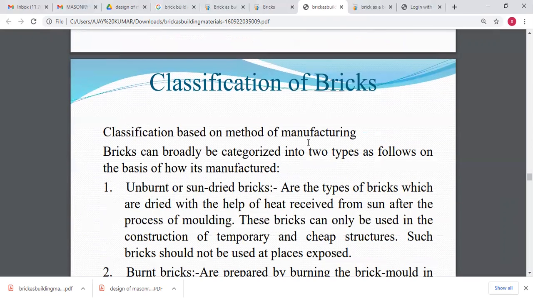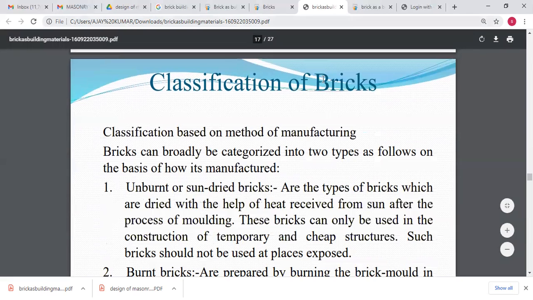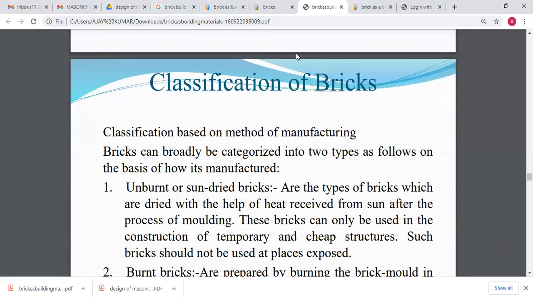Next, classifications of bricks. The classifications of bricks will be continued in the next class. Due to shortage of time, I cannot continue.